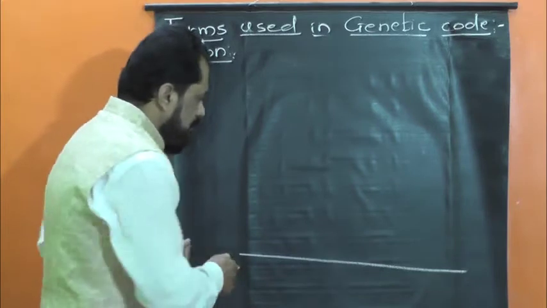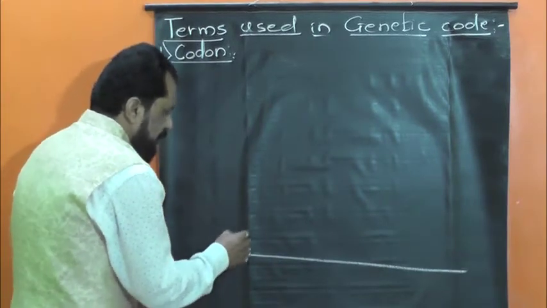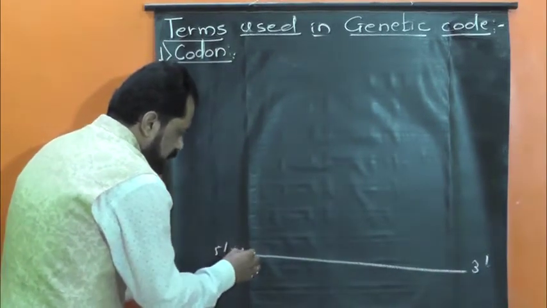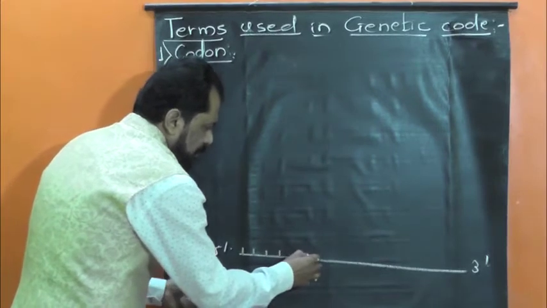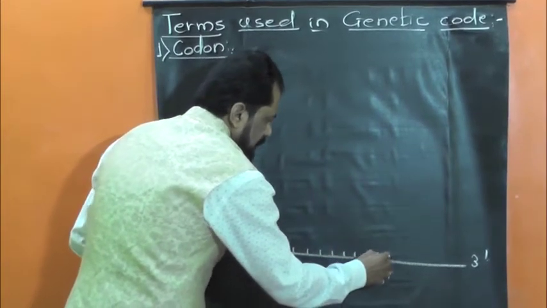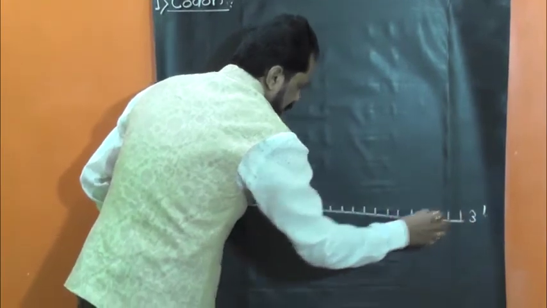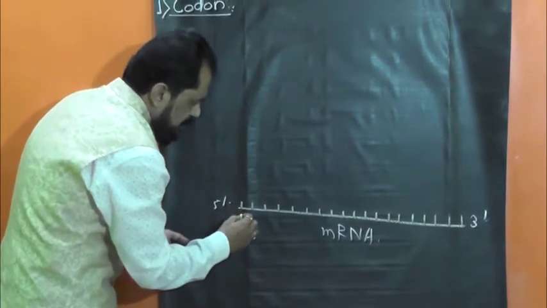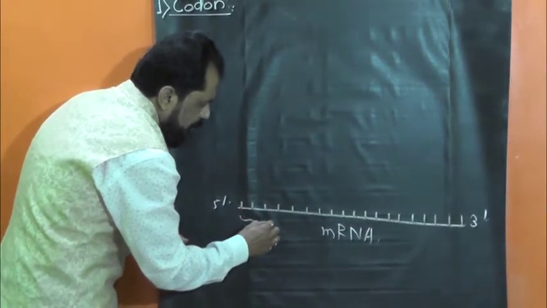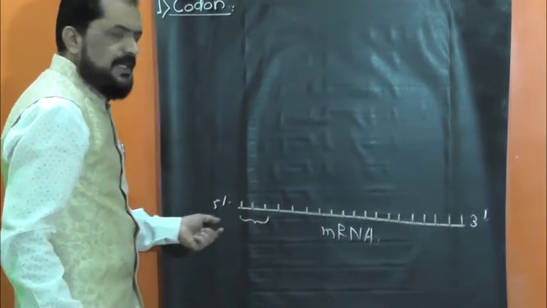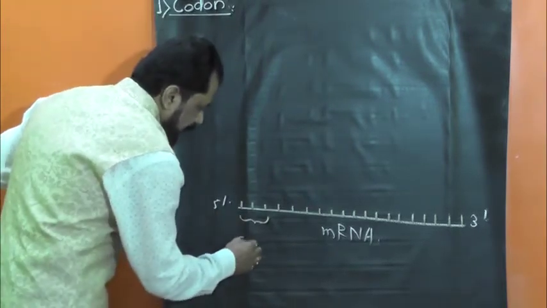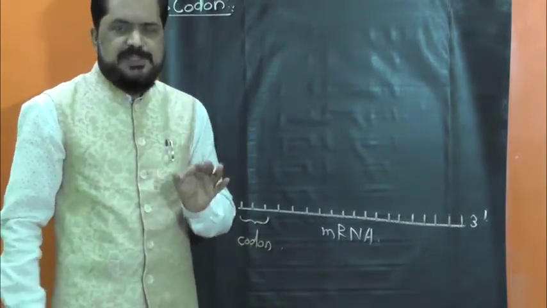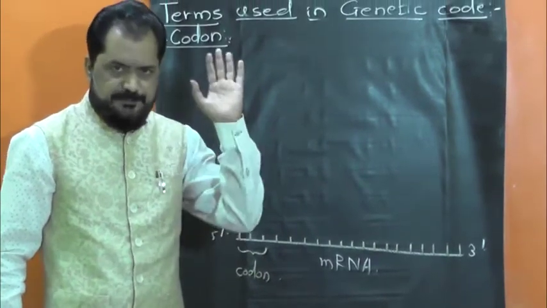Now this messenger RNA has a 5' end and a 3' end, and consider these are supposed to be the sequence of nucleotides, sequence of nitrogen bases. So I said just now that the sequence of 3 nitrogen bases or nucleotides present on messenger RNA is known as codon, and each codon specifies a single amino acid.